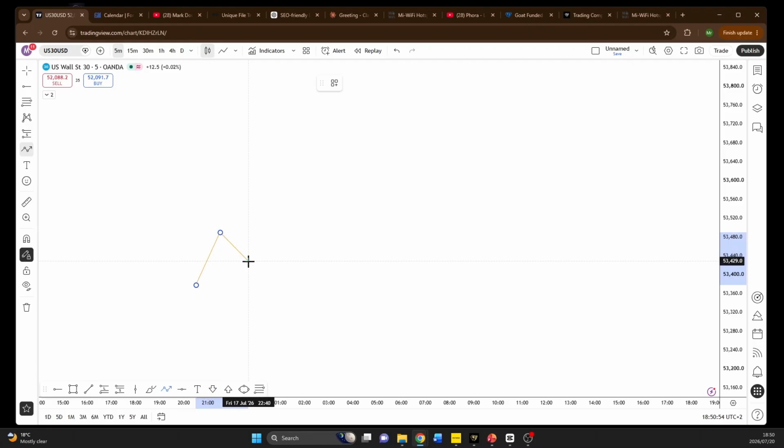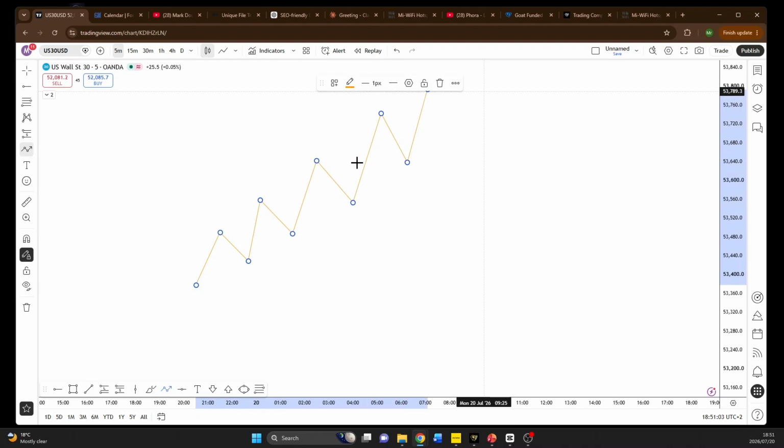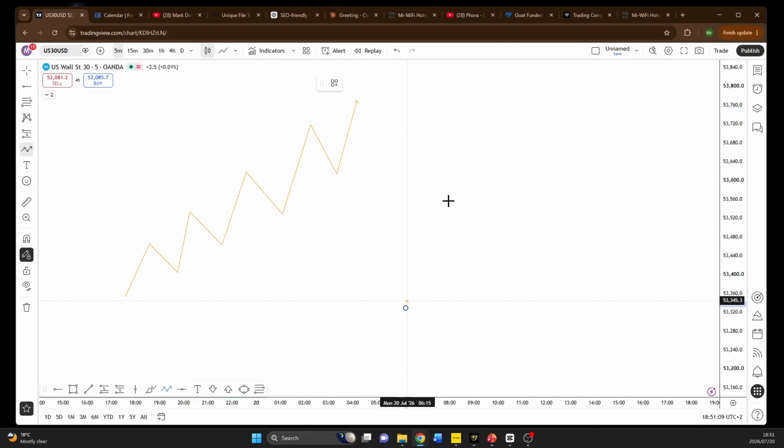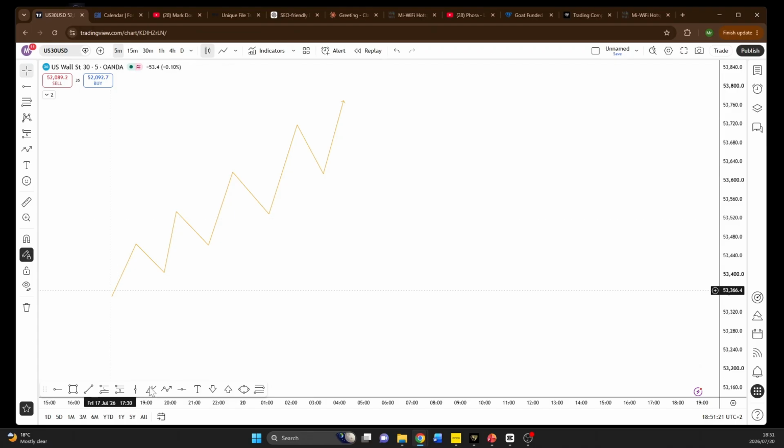Price creates higher highs and higher lows, higher high, higher low, higher high. This is a bullish market structure, when price is going up. It can't just go straight like this. It has to go up, build momentum, go up again, build momentum, and go up. This is an uptrending structure. Then there's also a downtrending structure, which is exactly the same thing but opposite, where price is creating lower lows and lower highs, lower low, lower high.